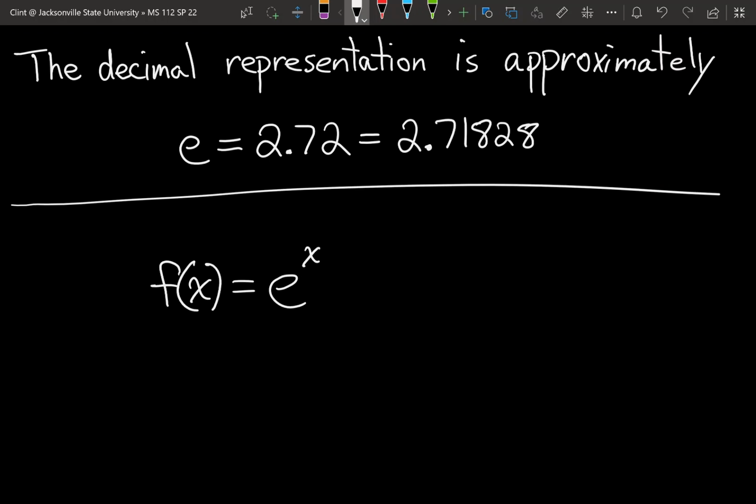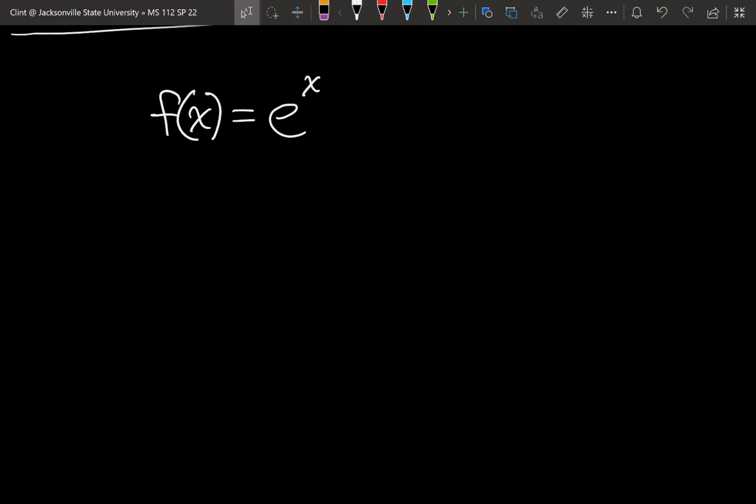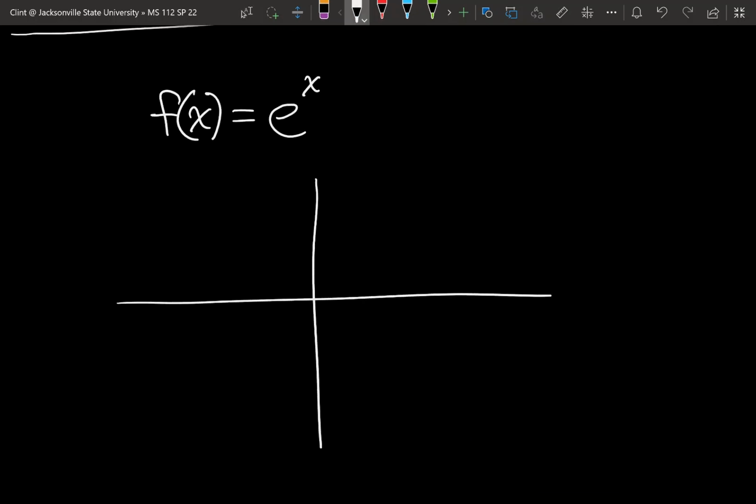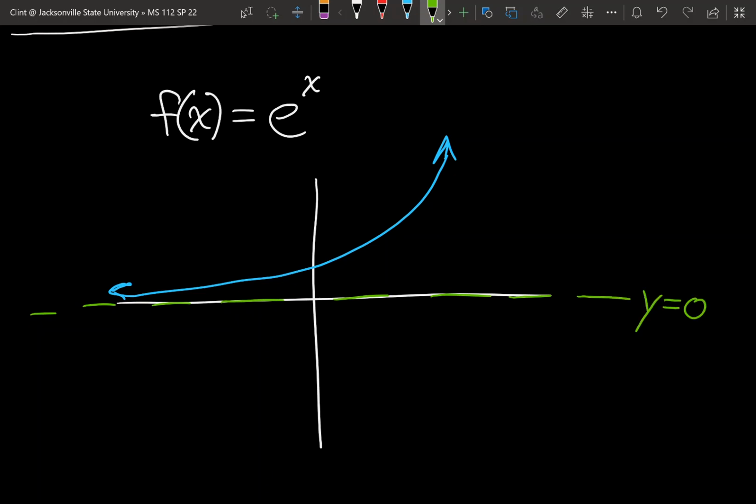All the stuff we learned about the graphs, that still applies here. So e to the x, if you don't put numbers on there, it looks just like our other exponential functions. You still have a horizontal asymptote at y equals 0. So it goes through the point (0, 1).